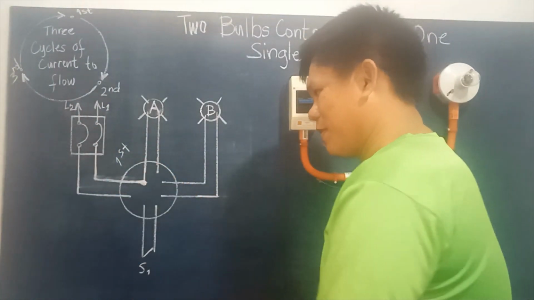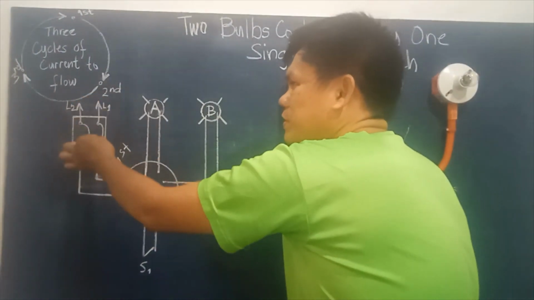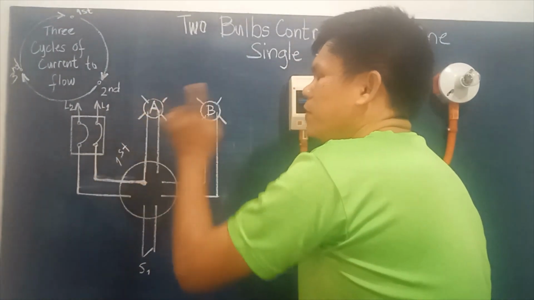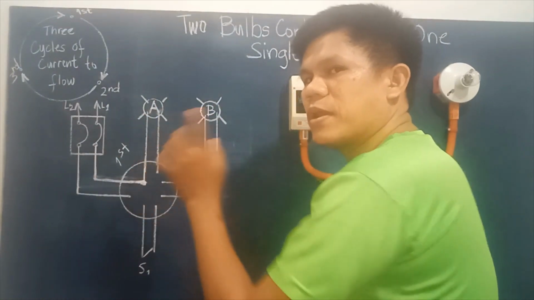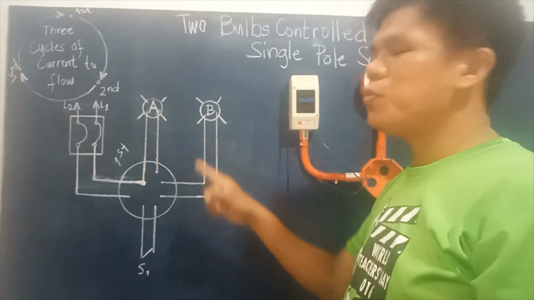Okay? So, the first cycle will happen when one of the terminals coming from the source line is connected to one of the terminals coming from the load of the circuit. Now, again, way back on our question, how many loads do we have here?